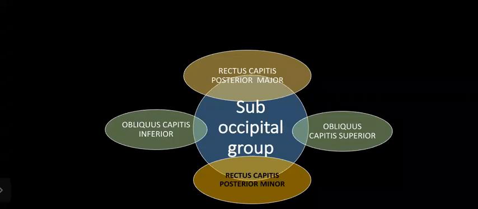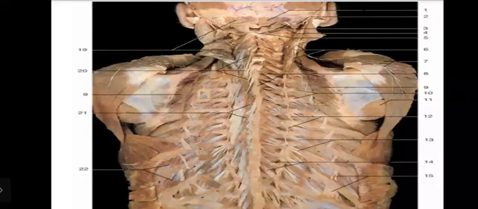For the suboccipital group, we have two Os and two Rs, that is two obliquus capitis muscles and two rectus capitis muscles. For obliquus capitis, we have superior and inferior. For the rectus capitis posterior, we have rectus capitis posterior major and rectus capitis posterior minor. This is the task which you need to perform.